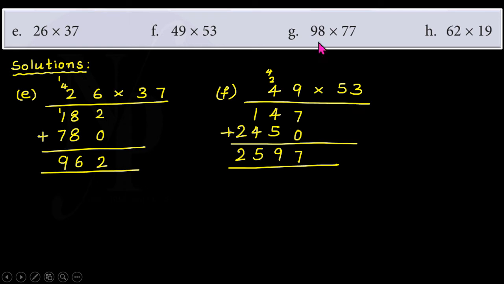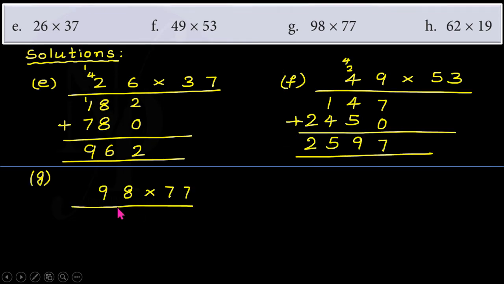Now let us take question G, that is 98 into 77. Let us write down the question and we will multiply. Yes, now let's multiply 98 by 77. So let's consider the ones place digit, that is 7 here, and multiply these digits. So 7 8s are 56. So we write 6 in ones place here. 5 is carried forward.